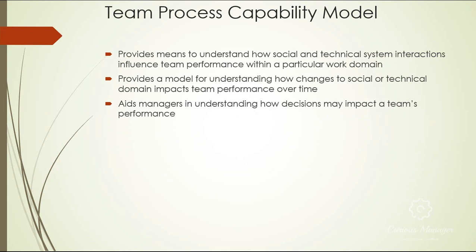So, in general, the Team Process Capability Model provides a means to understand how a team as a system, which includes social and technical subsystems, has interactions that influence team performance within a particular work domain. The work domain in general is what the team has been designed to do, the purpose that it's supposed to serve.